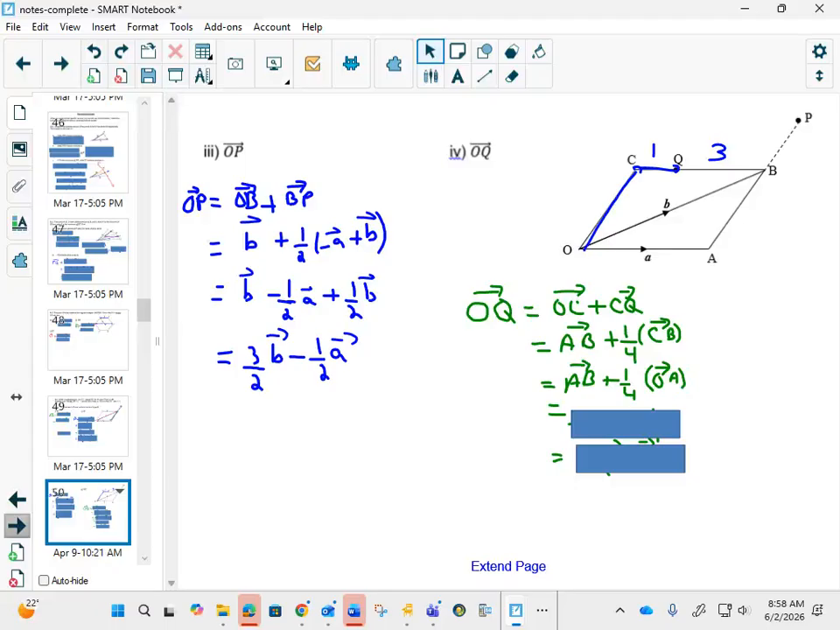If we put this into our vectors, this is saying I should go negative A plus B plus 1/4 A. Put this A to B in brackets. This is this part, negative A plus B. And 1/4 O to A is just 1/4 of A. Putting those together, we get negative 3/4 of A plus B.